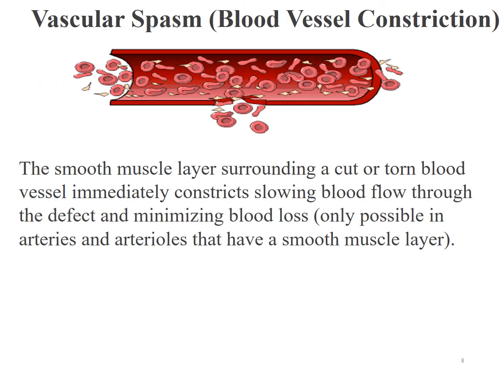We'll first look at the vascular spasm in more detail. When a cut happens, the smooth muscle surrounding the damaged vessel immediately constricts to slow down the loss of blood. I mentioned just now that vascular spasm only happens in the arteries. That's because this mechanism is made possible by the presence of the smooth muscles. Arteries have lots of smooth muscle while veins have very much less. So how is this mechanism initiated?